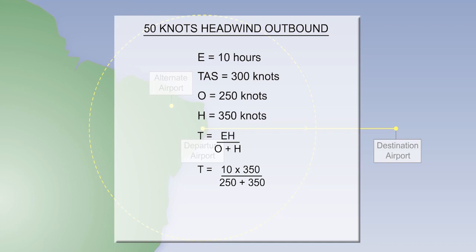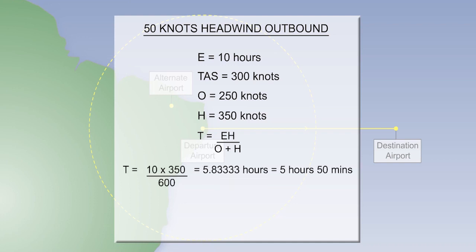10 times 350 over 600 is 5.833 recurring hours, or, more sensibly, 5 hours and 50 minutes. 250 knots for 5 hours 50 comes to 1458 nautical miles. The effect of a headwind has been to reduce the distance to the point of safe return.